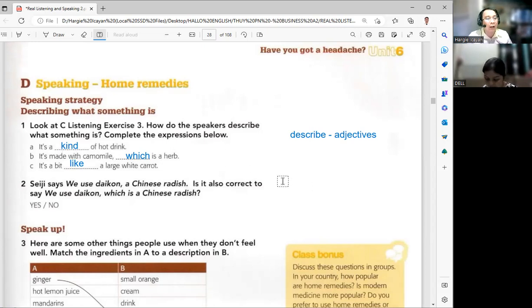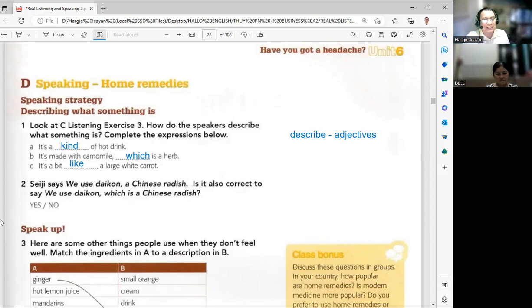Very good. What made this particular chamomile? It's made with chamomile, and what is this chamomile? A herb. It is a herb. And what's the use of this particular herb, which is made from chamomile? It's made from chamomile. Now, what it looks like, a carrot? It's a bit like a large white carrot. Very good. So those are the words that describe something.